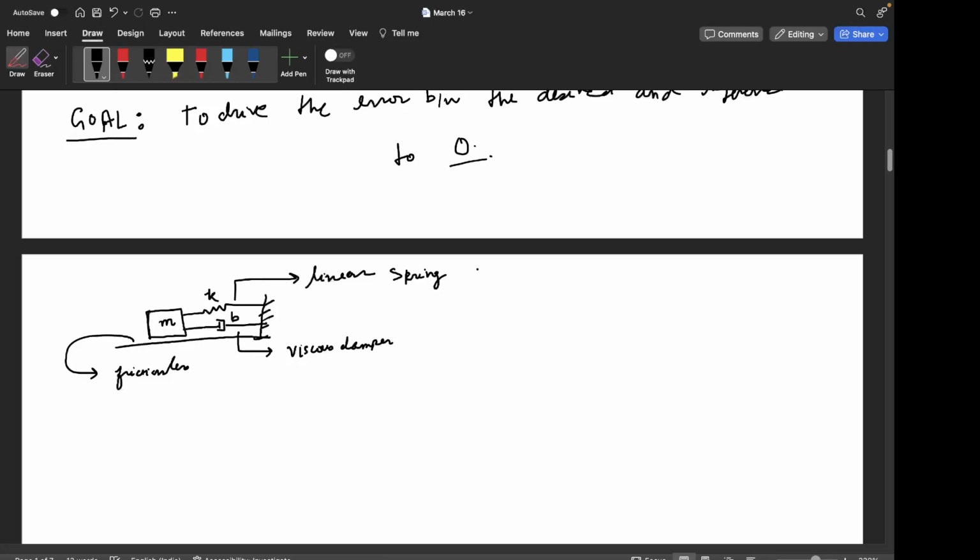So the spring's restoring force is proportional to the displacement, right? And the damper's force, let me write as F spring and this is F damper, is proportional to the velocity. Okay, so the faster you go, the more damping you experience. Damping is similar to the drag force. Drag force is proportional to the speed at which you are going. So the faster you go, the more drag you experience, right?